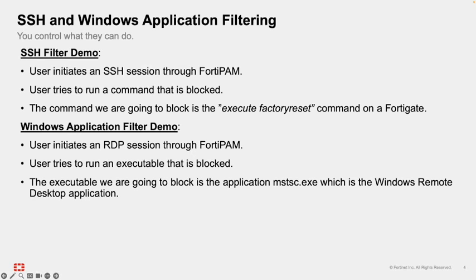In the Windows application filter demo, I'm going to show a user initiating an RDP session through FortiPAM. Then the user is going to attempt to run an executable that is blocked. The executable we are going to block is the application mstsc.exe, which is the Windows Remote Desktop application. This would prevent a user from being able to jump from one server to another server using RDP in this privileged session. Let's jump into the demo.